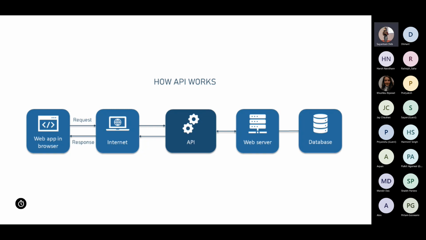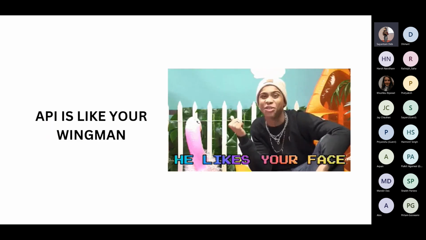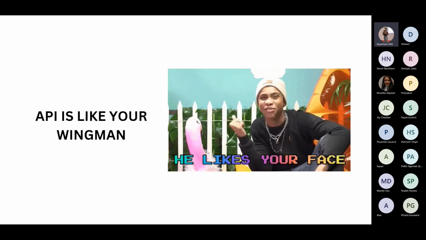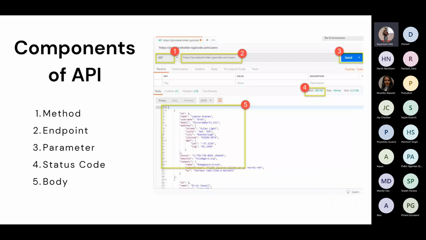Now, you must be thinking, wow, isn't it so relevant to some real life cases? Well, you can say API is like your wingman because it acts as a messenger between two different systems and helps you to get information, just like a wingman helps you to get the attention of someone you're interested in. Well, enough of the jokes.